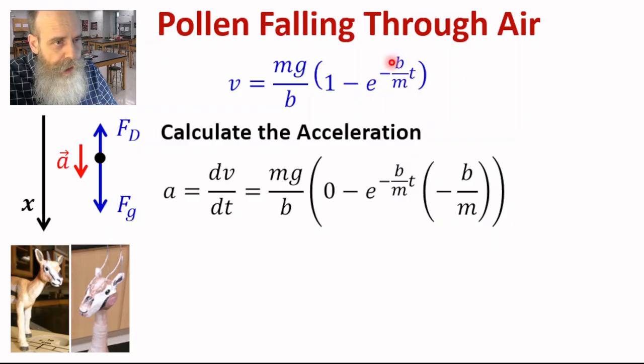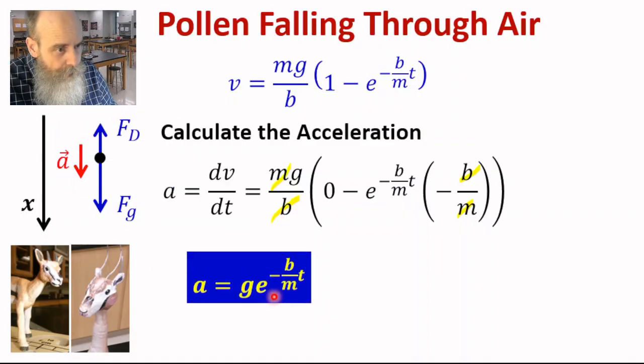To do that, we could use the chain rule. Differentiate with respect to negative b over m t. That gives us e to negative b over m t. And then differentiate negative b over m t with respect to t, which gives us negative b over m. So now things here cancel out. The b cancels out, m cancels out, and we're left with just g. And so our solution becomes a equals g times e to negative b over m t.